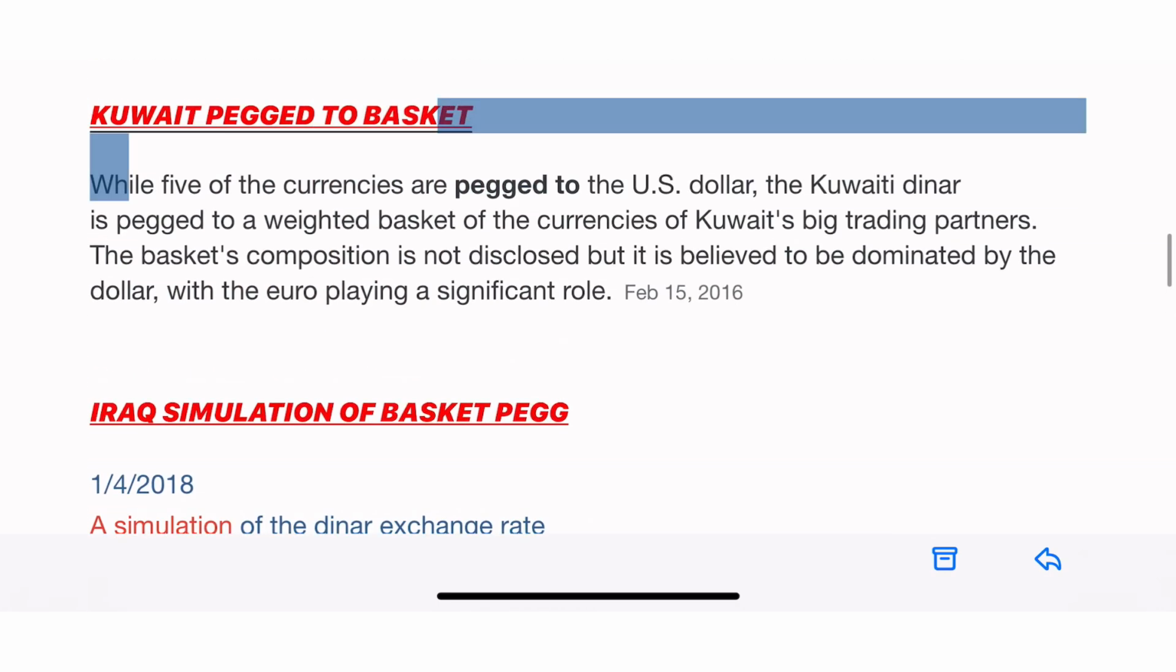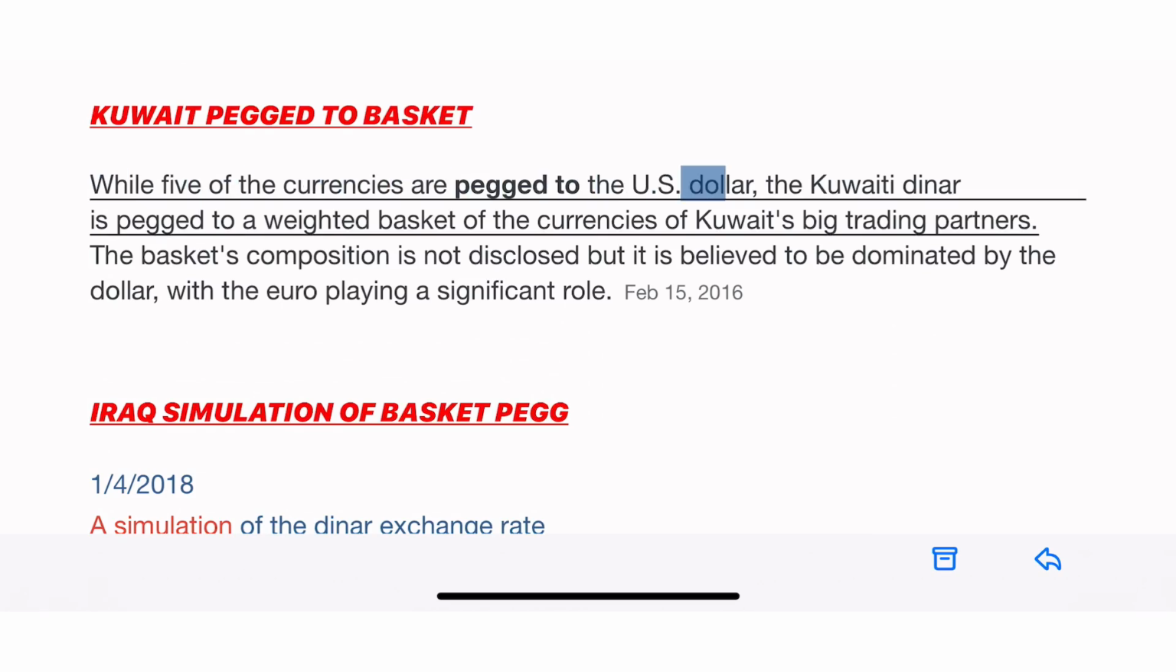Kuwait pegged to basket. While 5 of the currencies are pegged to the US dollar, the Kuwaiti dinar is pegged to a weighted basket of the currencies of Kuwait's big trading partners.